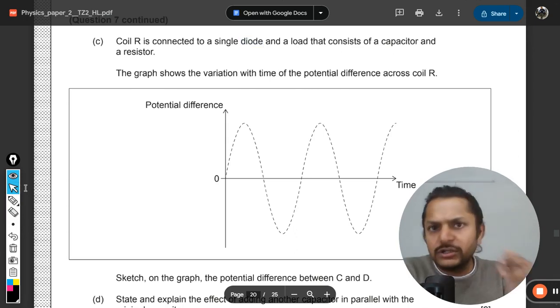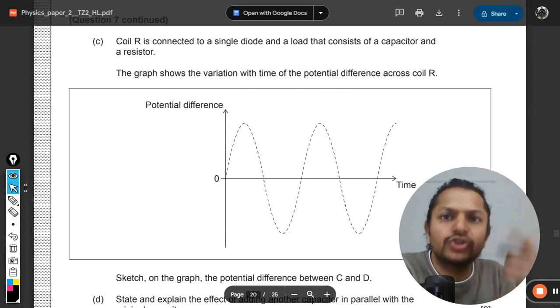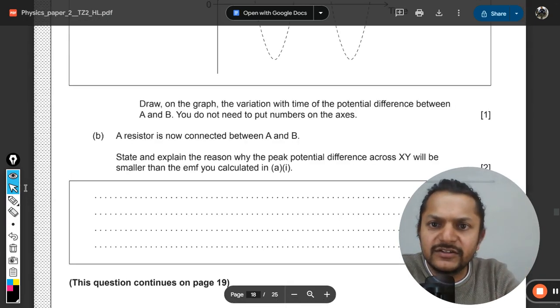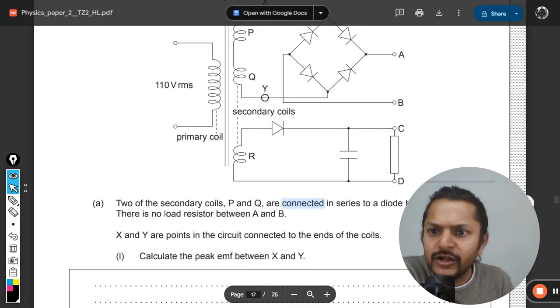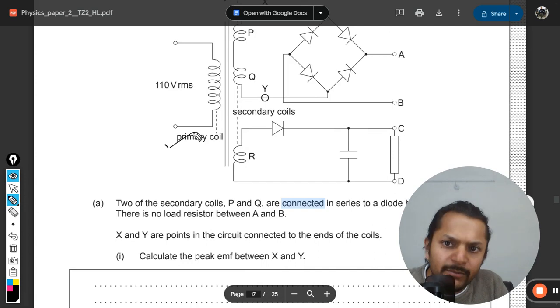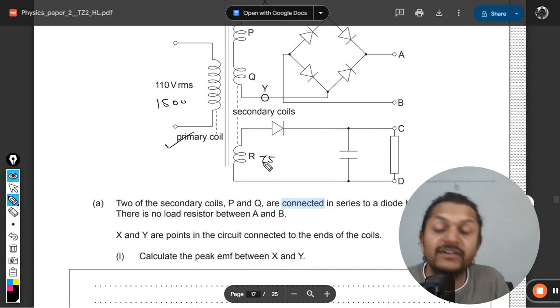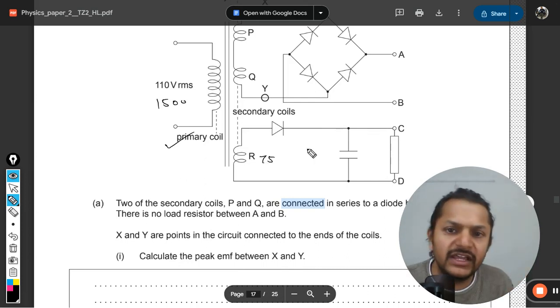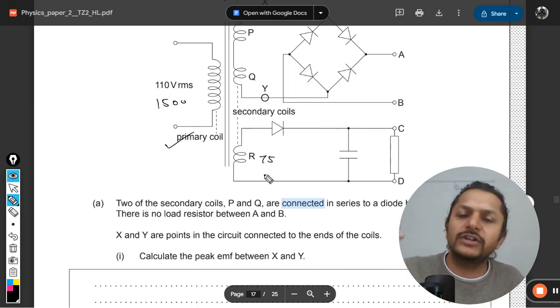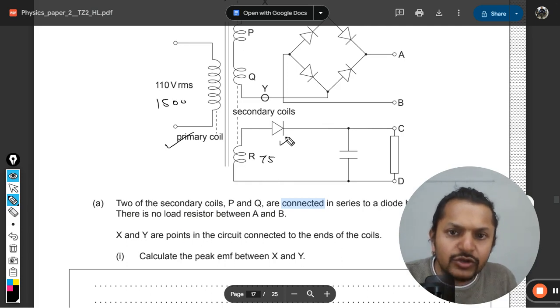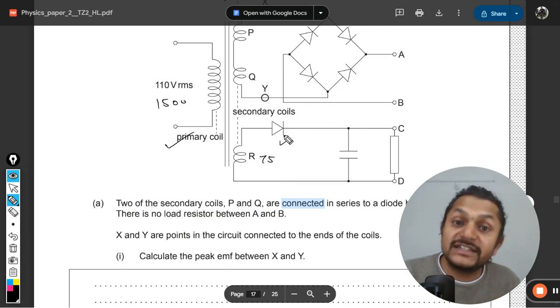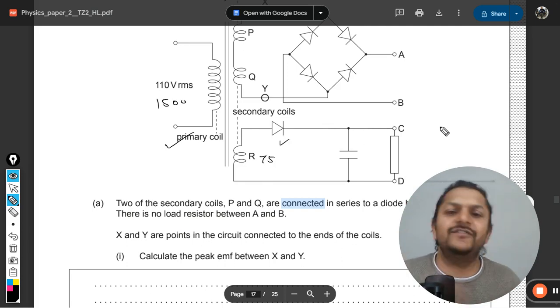Okay, so now they're talking about the coil R. So I must show you the diagram first. Let us go back quickly and see what is happening to the coil R. So this is the primary coil which was having 1500 turns, and this is the another coil which is having 75 turns now, not 150. So the peak voltage, RMS voltage will be completely different, and there is this diode there. There is only single diode. This is half wave rectification.